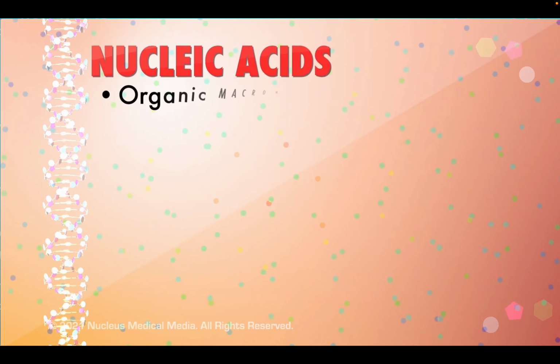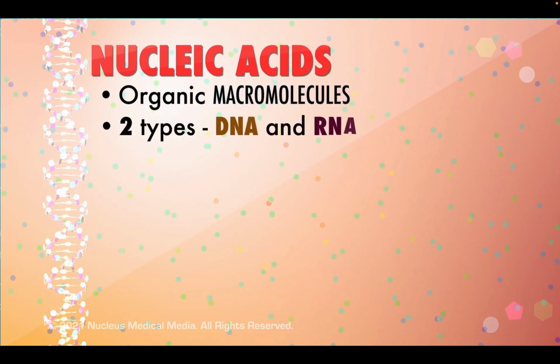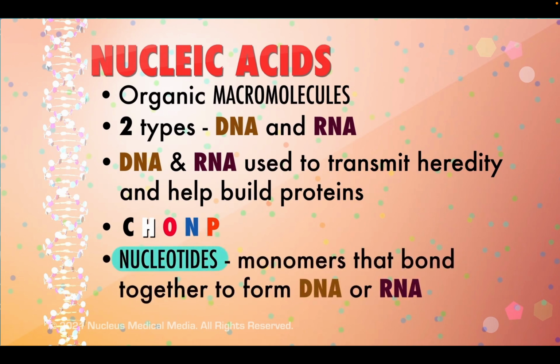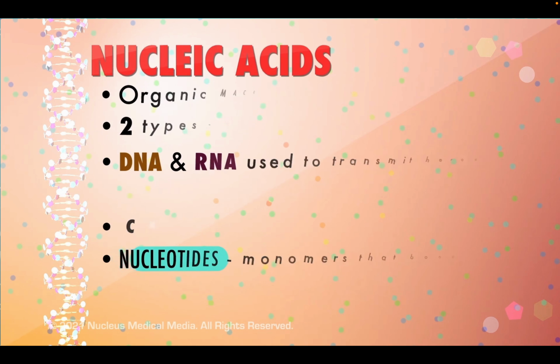In summary, nucleic acids are organic macromolecules. The two types of nucleic acids are DNA and RNA. DNA and RNA are used to transmit hereditary information and to instruct the cell how to properly construct proteins. Nucleic acids contain carbon, hydrogen, oxygen, nitrogen, and phosphorus. Nucleotides are the monomers that bond together to form DNA or RNA.